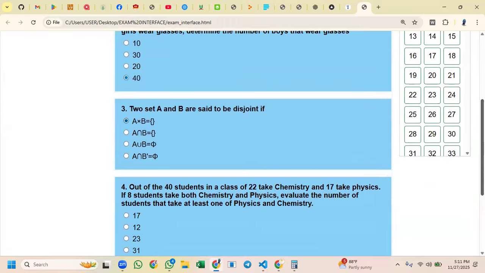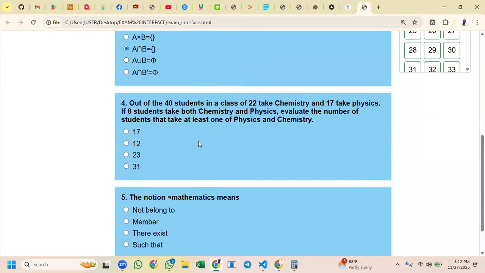Now, two sets A and B are said to be disjoint if, I think set is a very simple one. We all know sets. Which one is the answer? Disjoint sets mean that they have nothing in common, so their intersection is an empty set. Yes, sir. The intersection of two sets that are disjoint is empty. They don't have anything in common.